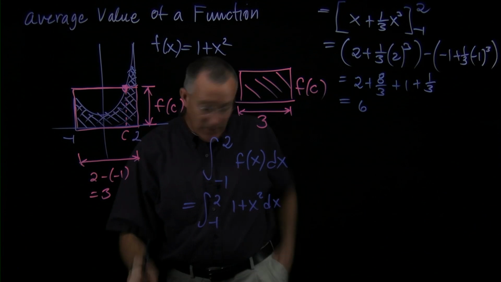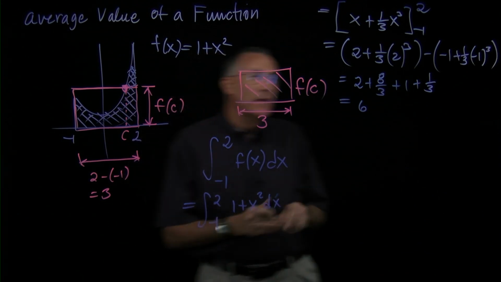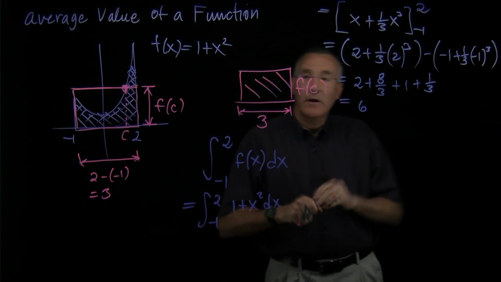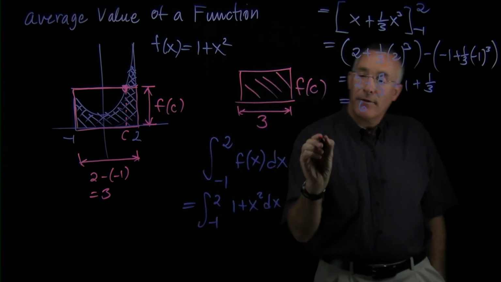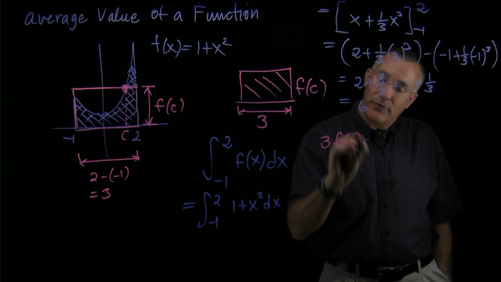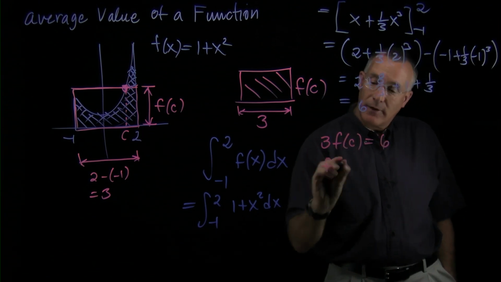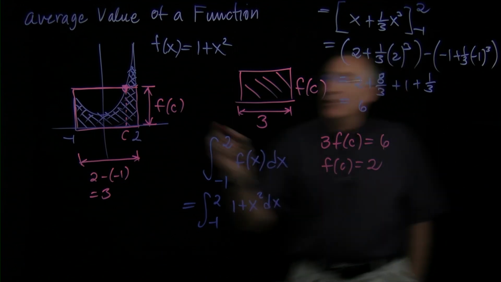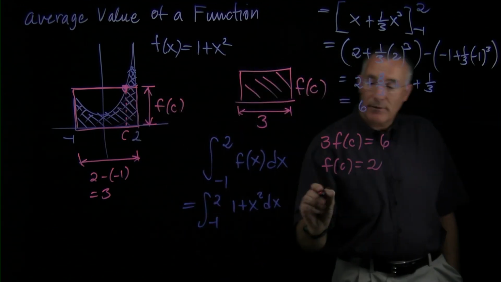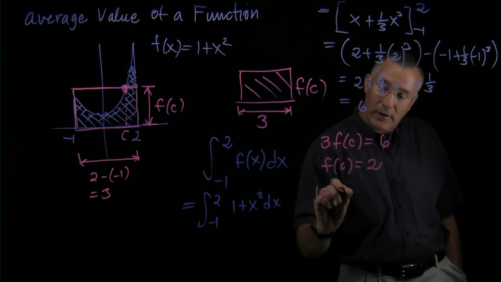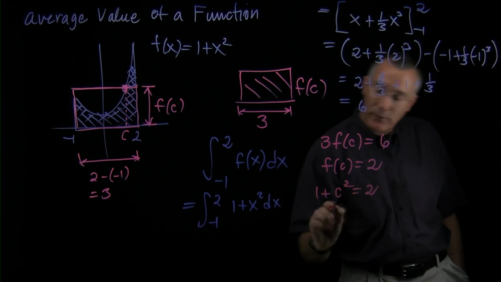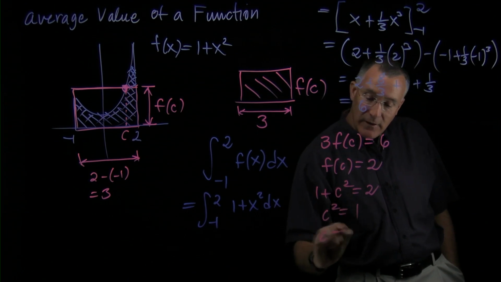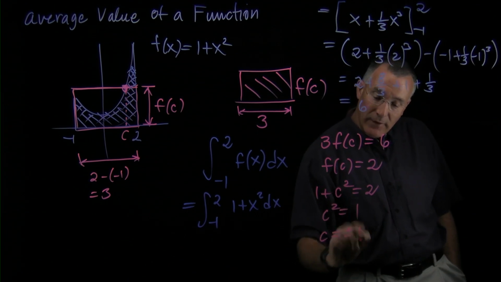Good thing we picked a nice curve. If you did this again, you might have a messy curve with messy numbers. Our 3 times our f of c would have to be 6. So f of c would have to be 2. And if we wanted to know where that happened, we would say 1 plus c squared equals 2, c squared equals 1, c equals plus or -1.